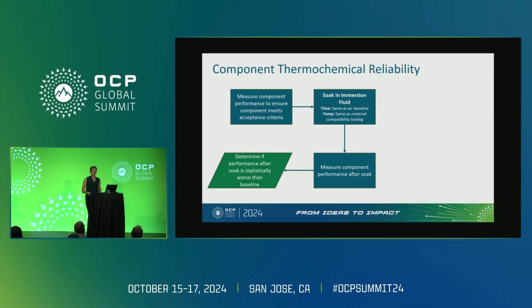So then we're like, okay, do these material compatibility changes result in a reliability risk? So then we now had to go address a thermochemical quality and reliability plan. So essentially we needed to measure our package component to ensure the component meets our acceptance criteria. So before you even dunk it, does it work? Does it meet your performance standard? Does it meet your post-manufacturing spec standard? We then soaked it in immersion fluid.